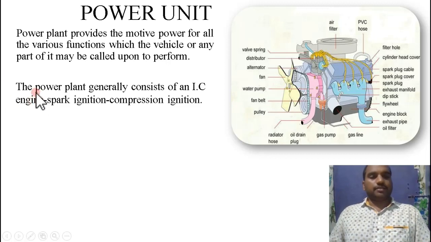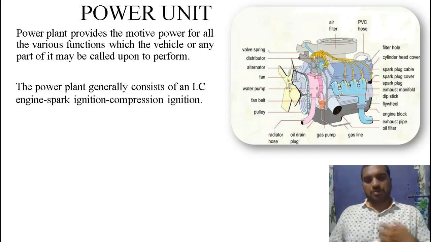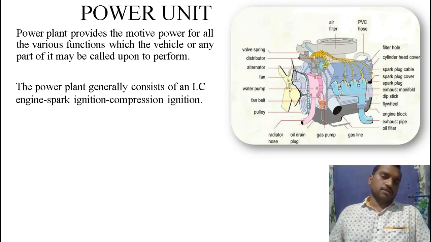Coming to the second point, the power plant generally consists of an IC engine, either a spark ignition engine or a compression ignition engine. Generally, for power plants, we use internal combustion engines because they utilize less fuel and generate more power. That's why we use internal combustion engines. In that also, according to the customer's need, we use a spark ignition engine or a compression ignition engine.